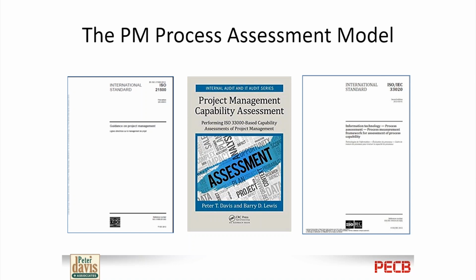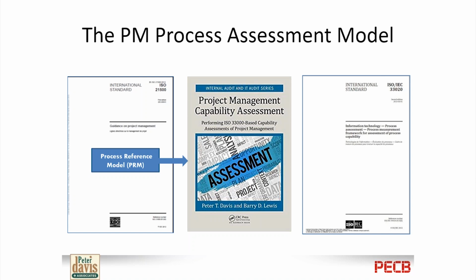You can see here again this concept of it being a two-dimensional process dimension and capability dimension. On the left, we have our guidance on project management, which is ISO 21500. Now, this is version 2012. They are in the process of updating it and may soon have a version out in 2018, 2019. So this becomes our process reference model. We use the information in there, we format it in a different way, add some additional things, and we have a process reference model, which is available in the project management capability assessment document shown, the book in the middle.